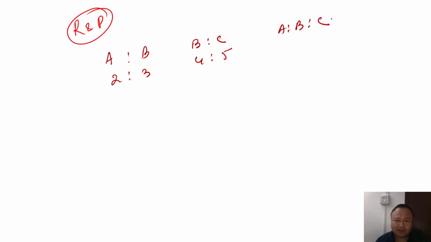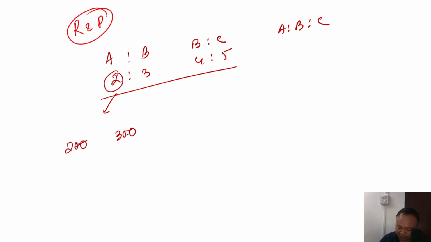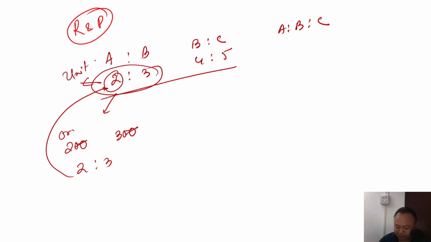Here the ratio of A to B is 2:3 and B to C is 4:5. We have to find A is to B is to C. The ratio is a kind of simplest form, not the original number, it is like a unit.